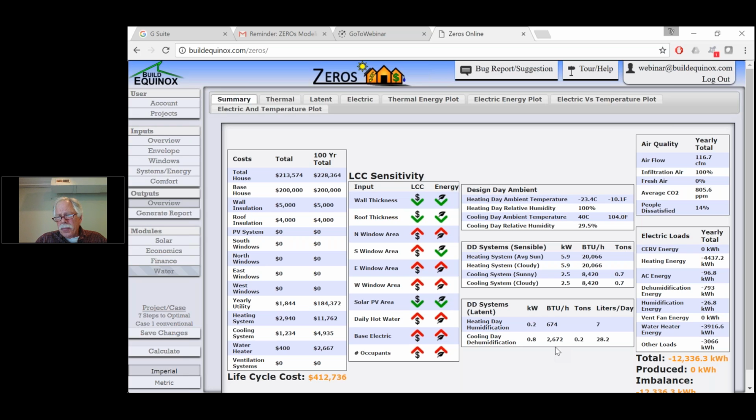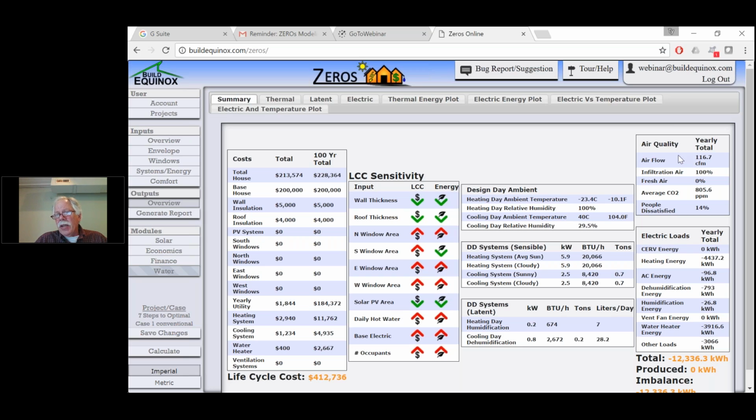In our weather, we're very humid in the summer. We get a lot of Gulf moisture coming up from Louisiana and Texas. And so we need almost 30 liters per day of dehumidification capacity in order to keep below 60% humidity during our June, July, and August time period. And so this is telling us the latent that would get added into the sensible side.